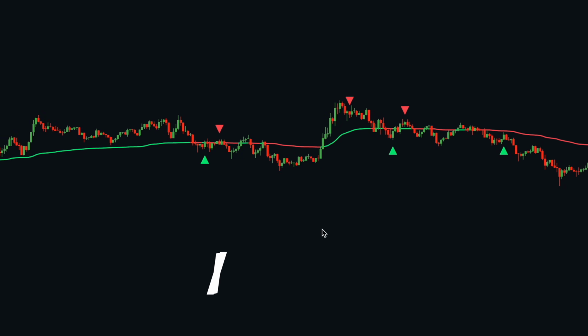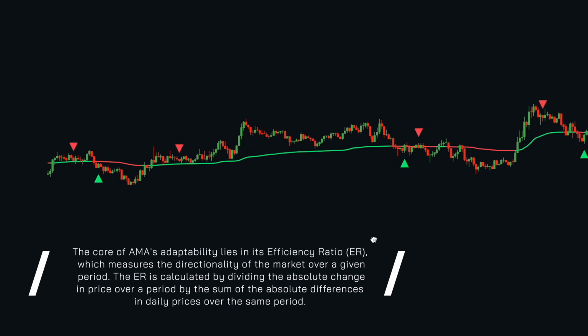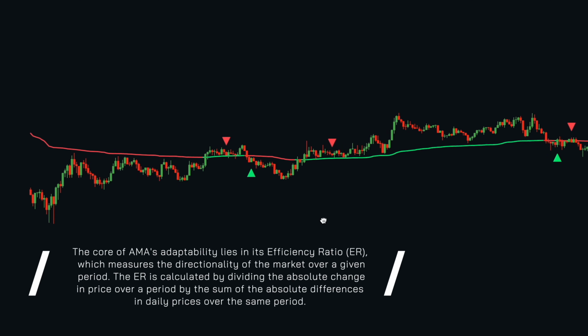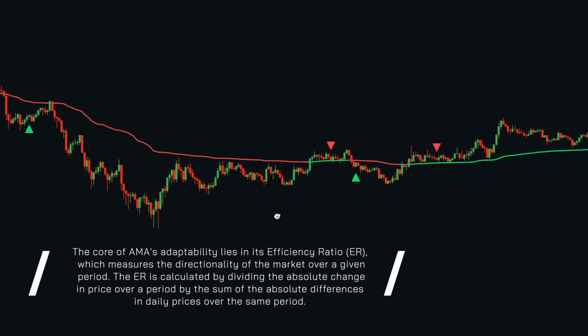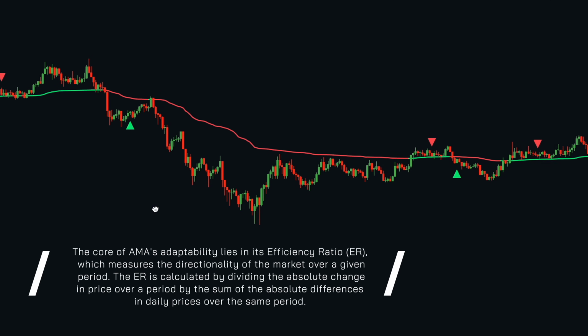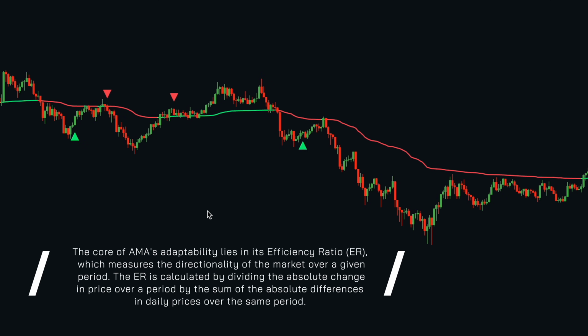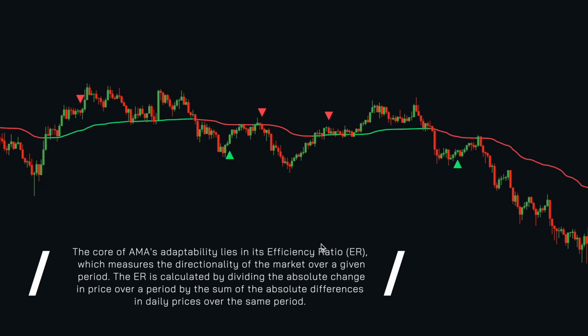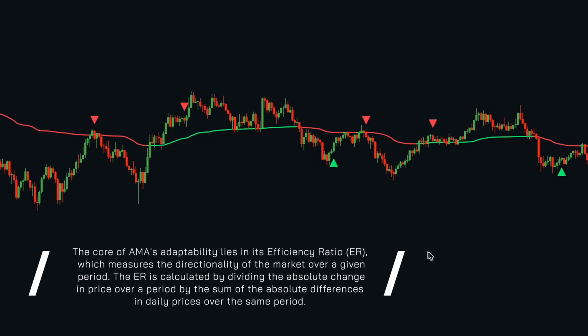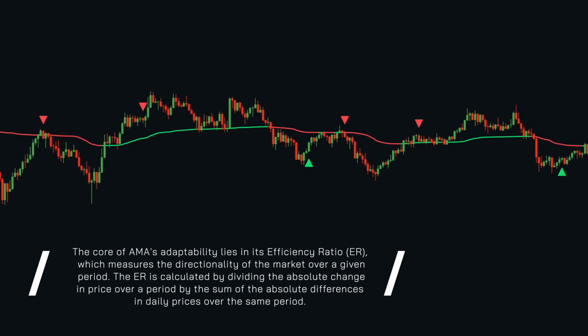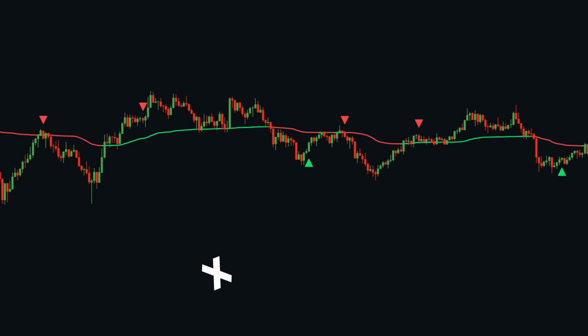The core of AMA's adaptability lies in its efficiency ratio, ER, which measures the directionality of the market over a given period. The ER is calculated by dividing the absolute change in price over a period by the sum of the absolute differences in daily prices over the same period.